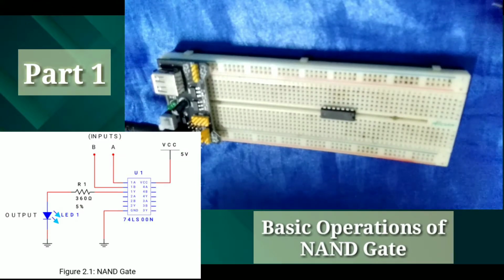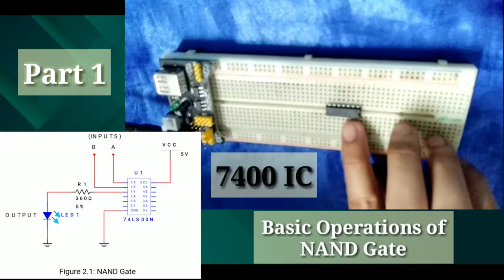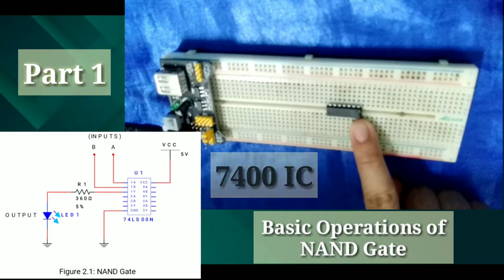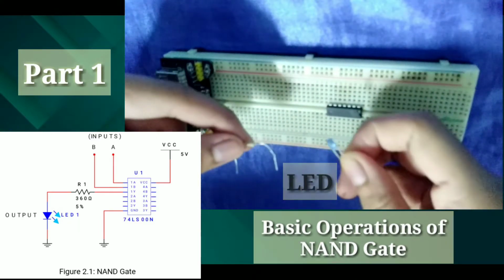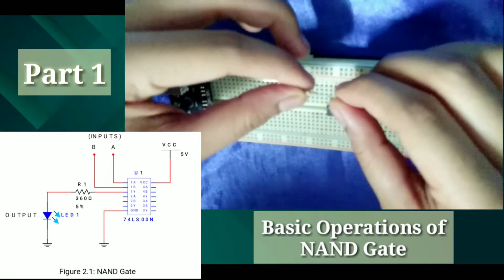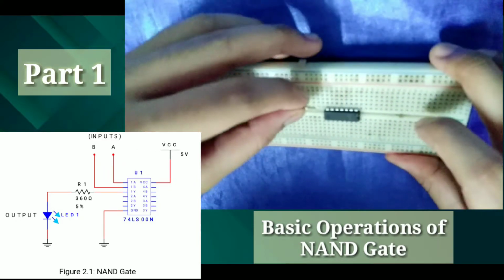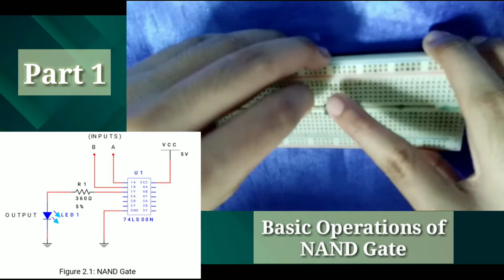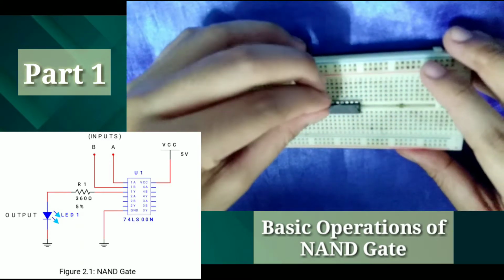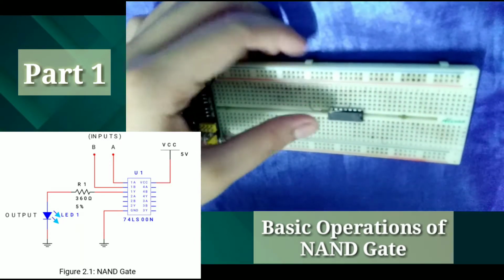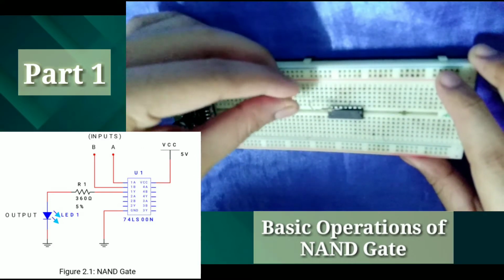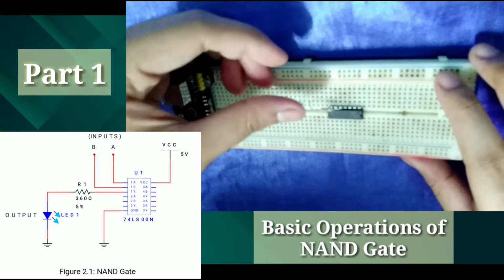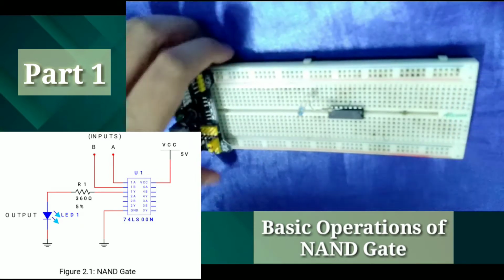For our first circuit, we'll be needing a 7400 IC, a 360 ohm resistor, an LED, and your connecting wires. First, connect the 360 ohm resistor to the third pin of the IC and then connect an LED in series with the resistor. Take note of the positive and negative terminal of the LED.